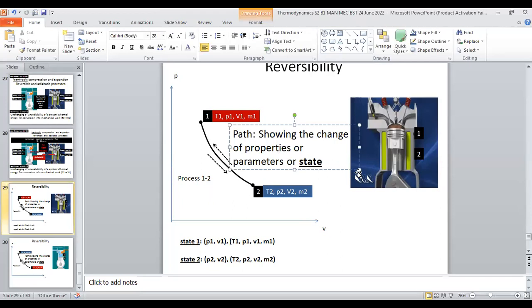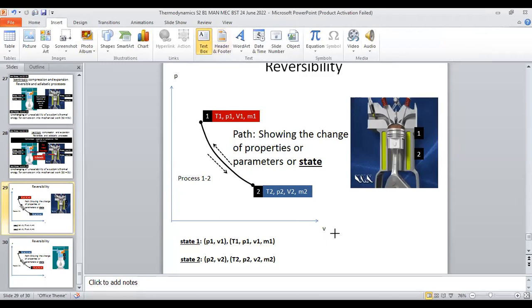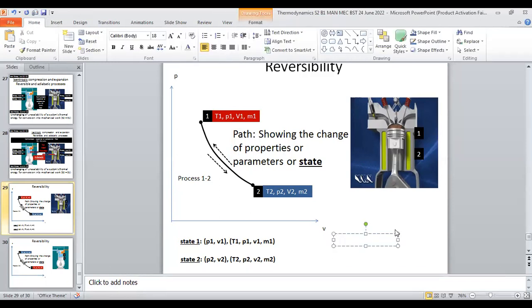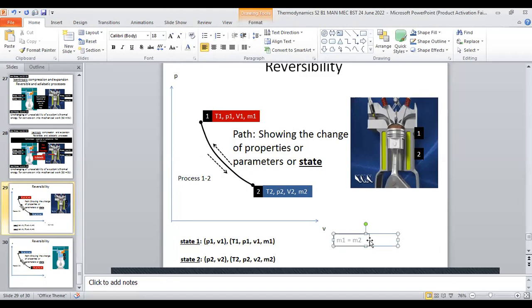So path 1 to 2 and path 2 to 1. Process 1 to 2, and process 2 to 1. So process 2 to 1 is the reversal of process 1 to 2. Okay. Reversibility. So in the reversibility, it is very important to notice that M1 is M2. For the practical point of view, constant masses, M1 is M2.